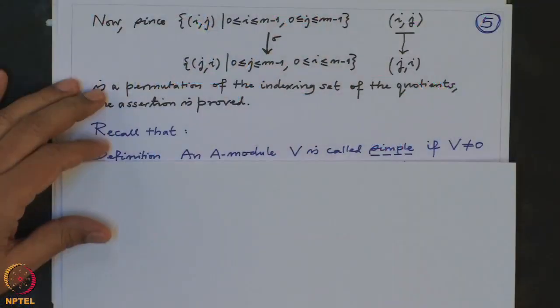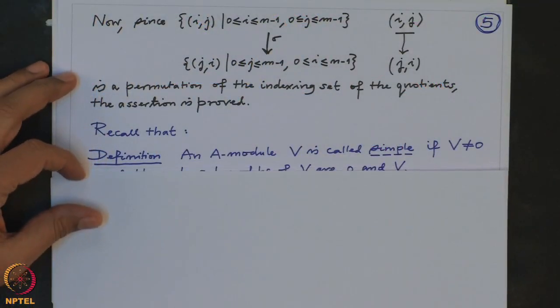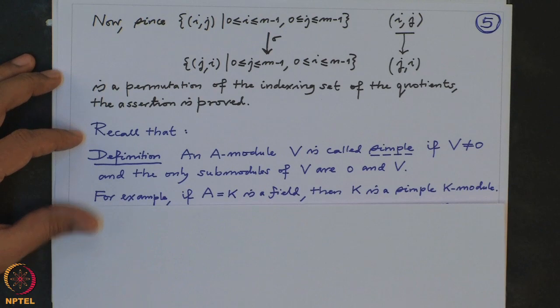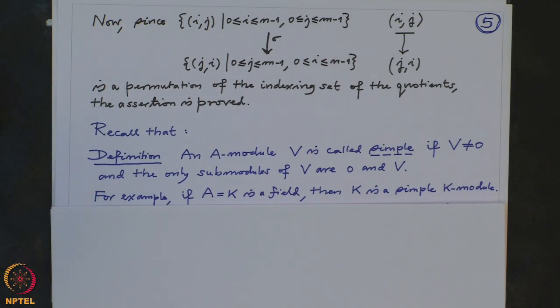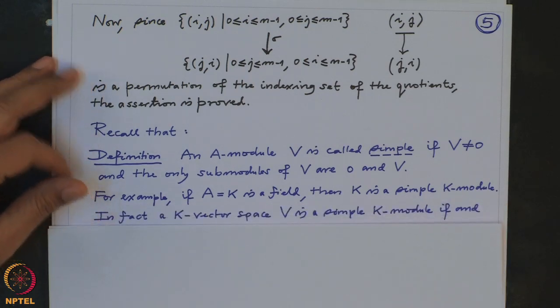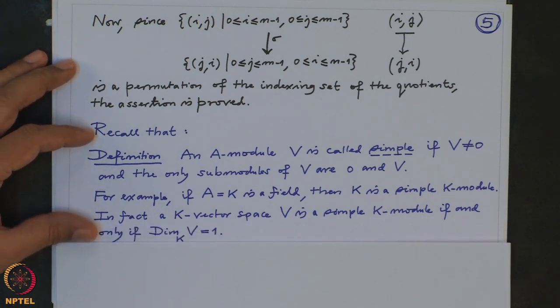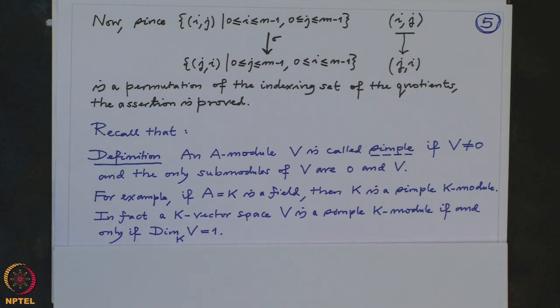Okay, so I also want to recall the definition of a simple module. Simple module means, first of all, the module is non-zero and the only submodules are 0 and V. For example, if you are over a field, if A, the base ring, is a field, then K is a simple K-module. More generally, a vector space is simple if it is non-zero and the dimension is 1. When the dimension is 1, it is non-zero, so I do not have to say it is non-zero. So, a vector space is simple if and only if the dimension is 1.